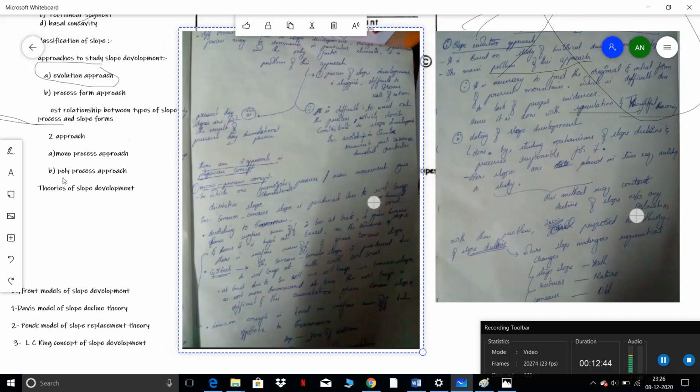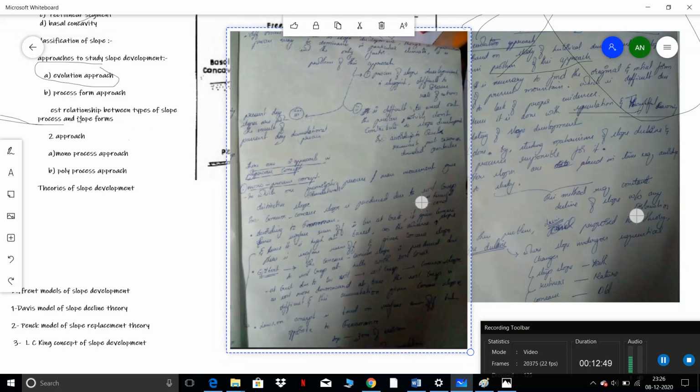In the process form approach we have a relationship between the slope process and slope form. Various types of processes are there in slope development, such as climate, vegetation, processes or mass movements. Each process develops a particular slope form, where one process may be dominant, forming one type of form. So we establish a relationship between what process might give what forms. In this there are two approaches: monoprocess approach and polyprocess approach.